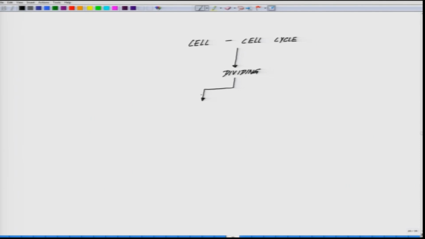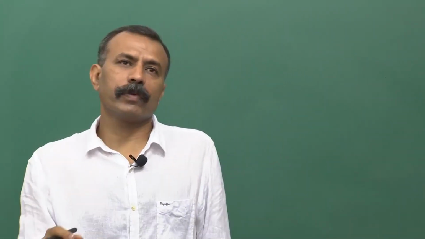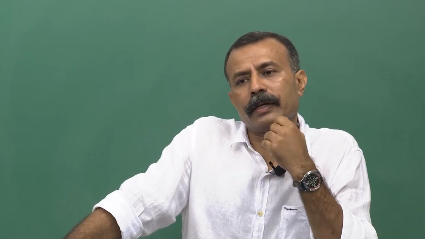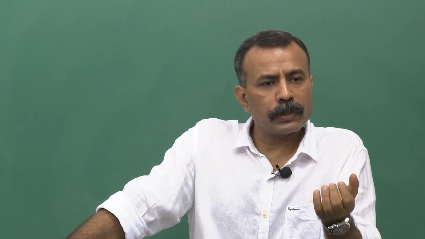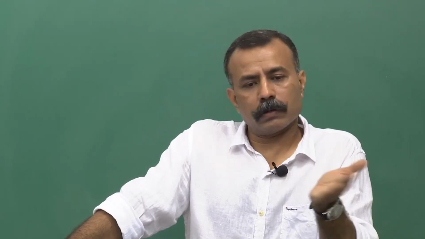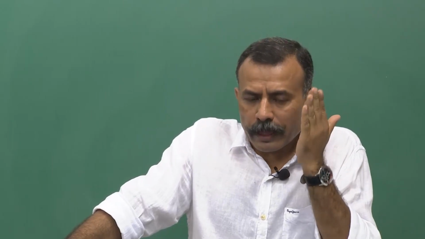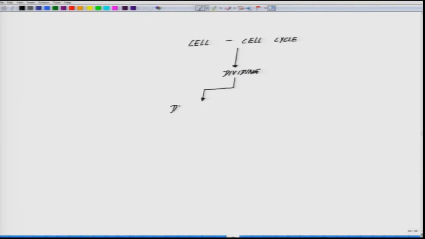final identity. What I mean by final identity is whether it will be a cell producing a particular kind of hormone, or a particular kind of enzyme, or a cell present in the alveoli, or a cell present in the heart as cardiomyocytes, or a cell producing insulin, or some other hormones like gonadotrophins. So that fate determination of a cell after its division is called differentiation.